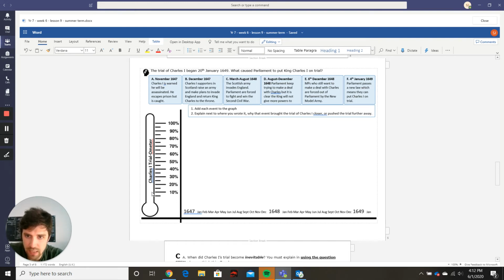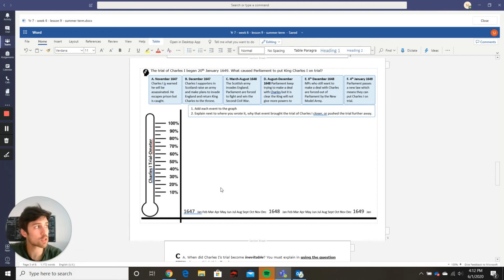You're thinking yourself about how close each event takes us to Charles I being on trial by using our Charles I trialometer. So for example, event A, November 1647, Charles I is warned he will be assassinated. He escapes prison, but is caught. Now, clearly that ticked Parliament off a little bit, but it doesn't necessarily bring him that close to trial. Hey, it contributes to it. It makes Oliver Cromwell even more determined to take Charles to trial.